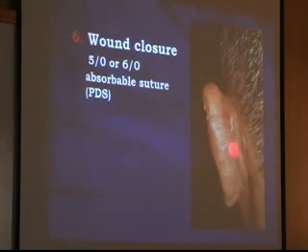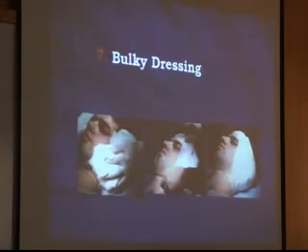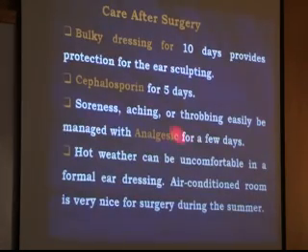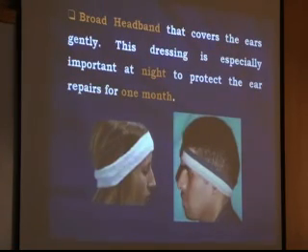After wound closure, a post-operative bulky dressing maintains the auricle in a proper position after scoring. Post-operative care: the dressing is kept for 10 days to 2 weeks, with antibiotics and analgesia. After removal of the dressing, the patient is instructed to use a broad headband for 1 month, especially at night, to keep the reconstructed auricle in a normal position.